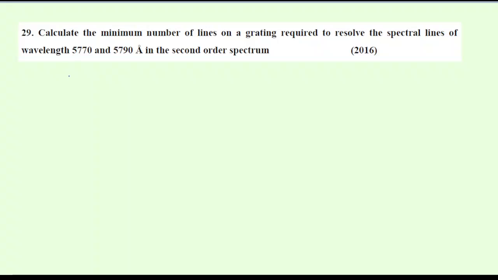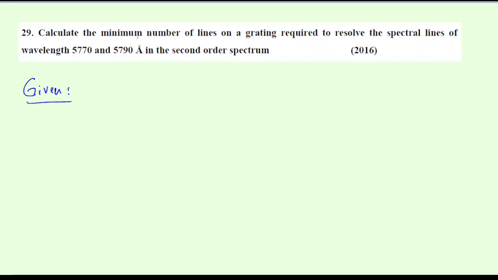Hello students, let's solve the next numerical now. The question is, calculate the minimum number of lines on a grating required to resolve the spectral lines of wavelength 5770 and 5790 angstroms in the second order spectrum. Let's take the data first.